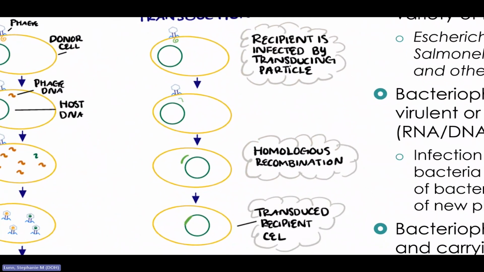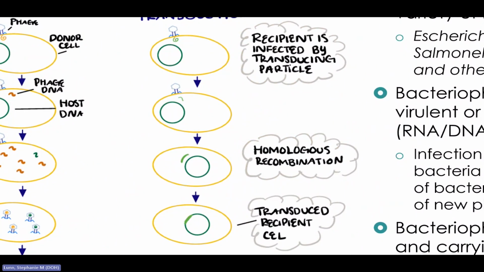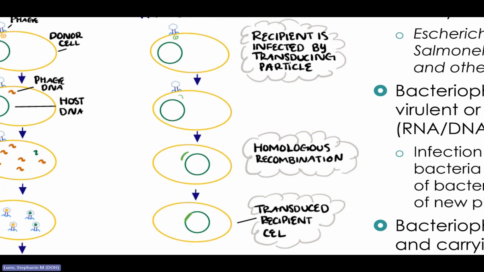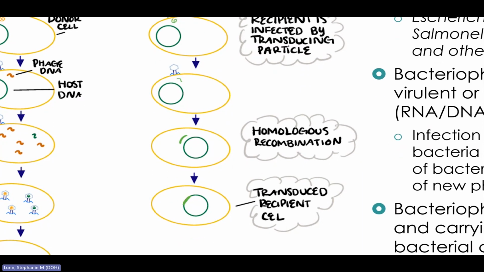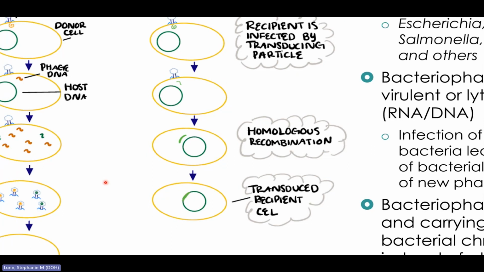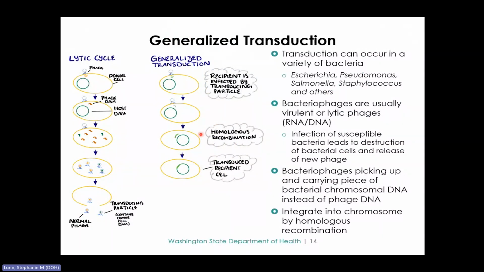So in generalized transduction, the recipient cell is infected by the transducing particle. Because the transducing particle cannot replicate, the donor genes will actually be lost unless they recombine with the recipient bacterial chromosome. So homologous recombination is required in order for DNA to integrate into the chromosome. Now, be that as it may, these events typically happen at a low frequency. This is because, one, a portion of the host DNA is exchanged for phage DNA, which usually occurs by chance. And two, most bacterial cells are typically infected with normal phages.